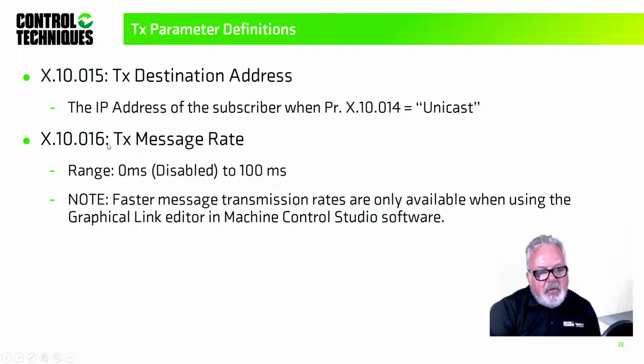And then finally, we choose the message rate. So 0 is disabled, up to 100 milliseconds. Now you may recall earlier that I discussed cyclic message transmission in the microsecond range. That is not an option with factory fit modules. The minimum you can go down to is 4 milliseconds, I would say. That's a safe message transmission rate.